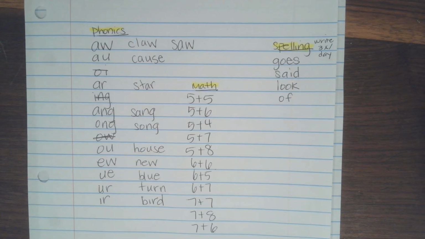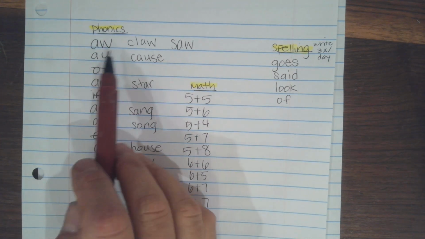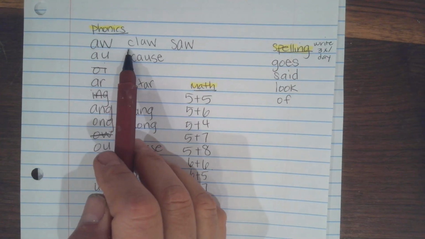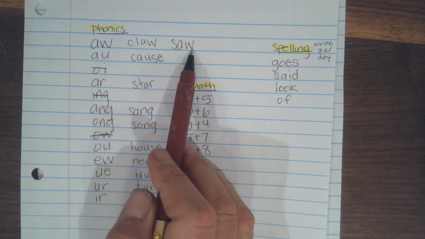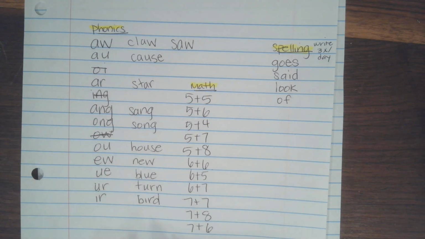Now, Mom can pause the video and you're going to read these the way I taught you. AW makes aw, aw, claw, aw, saw. Just like that for all of these.